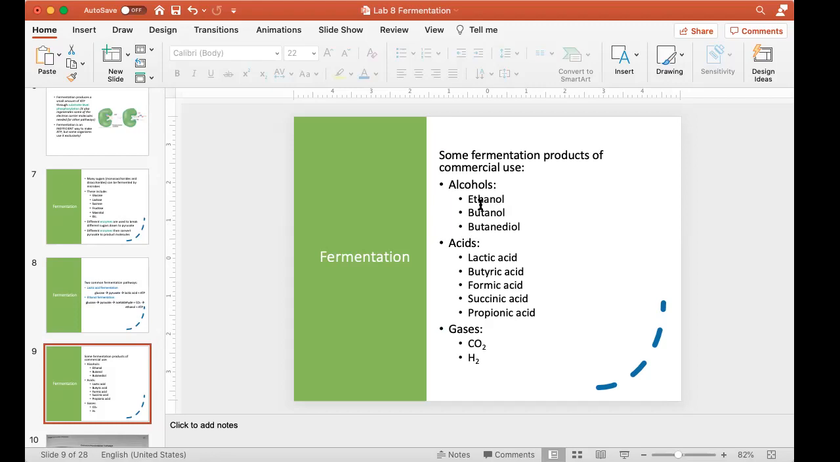There are many other alcohols. This is just a partial list. In terms of the acids, I mentioned lactic acid. Butyric acid can be produced through fermentation. Formic acid, succinic acid, propionic acid. Lots of acids can be produced through fermentation. In terms of the gases, again, there are several, but the two most common that have a commercial value are carbon dioxide and hydrogen gas.